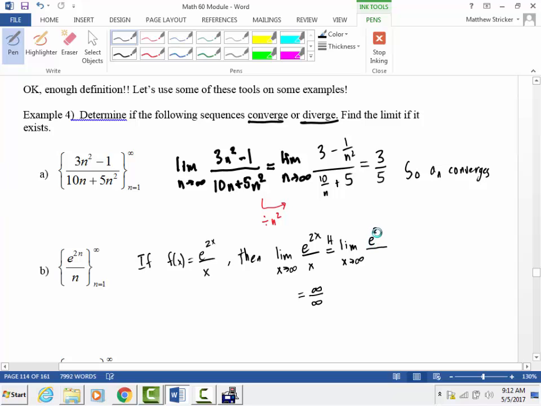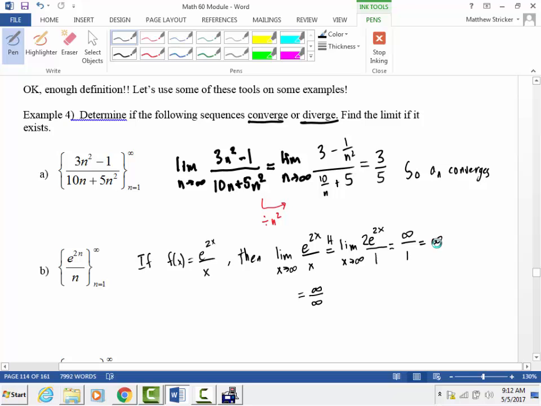e to the 2x times 2. Why do we need the times 2? Chain rule. And then on the bottom, we get 1. Now what do I get if I plug in infinity? Infinity over 1, which is infinity.